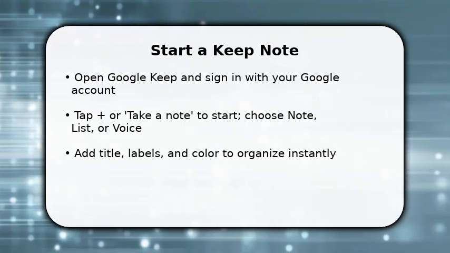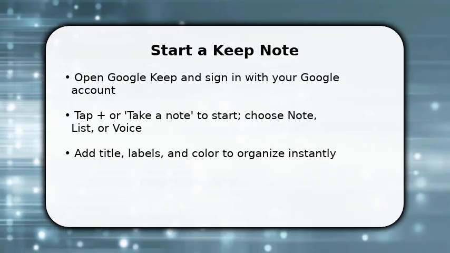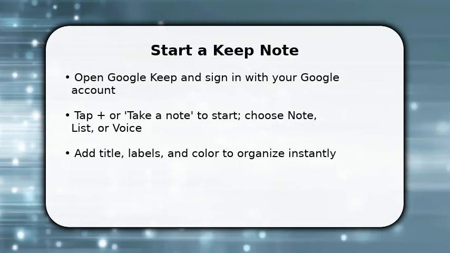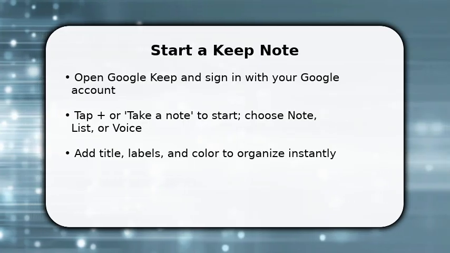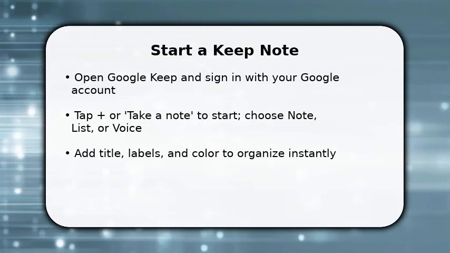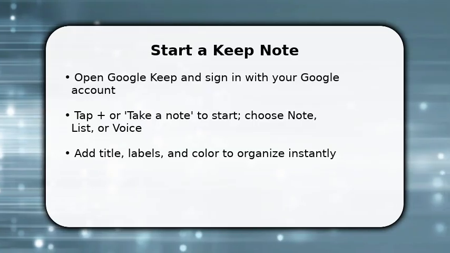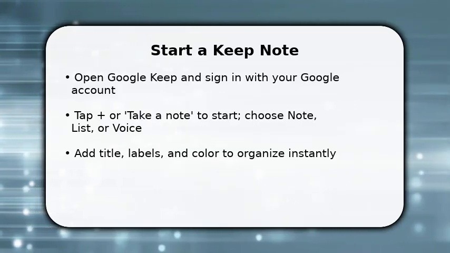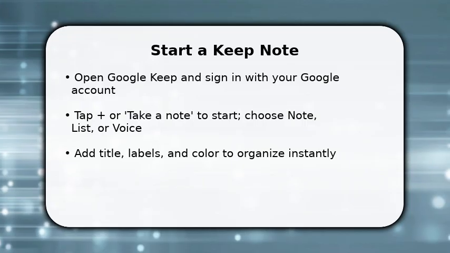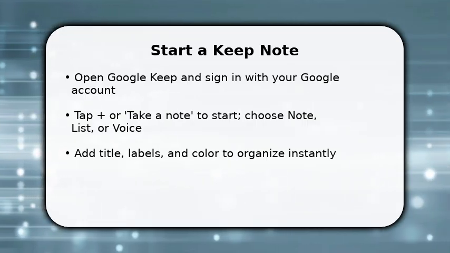You're starting a new note now. Open Google Keep and sign in so your items sync. Tap the plus or the Take a Note field to create a standard note, checklist, or voice note. Add a clear title and apply a color or label right away to categorize it. This first step both captures the idea and sets it up for findability.